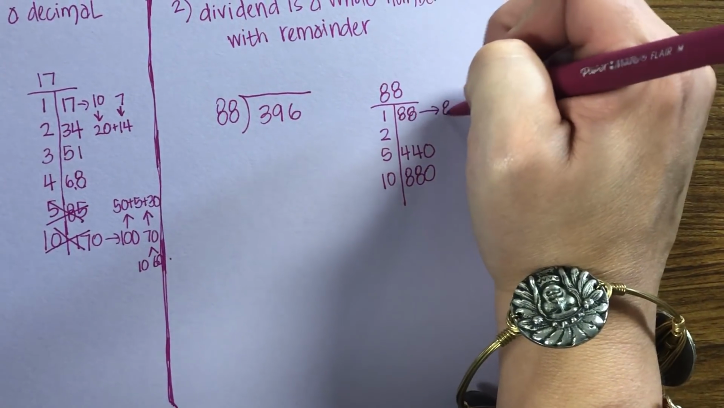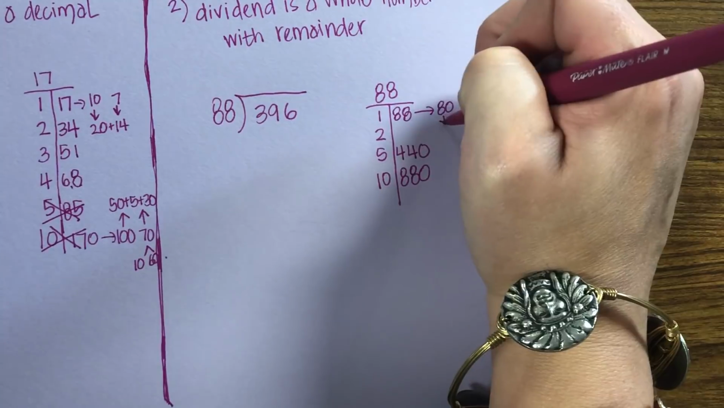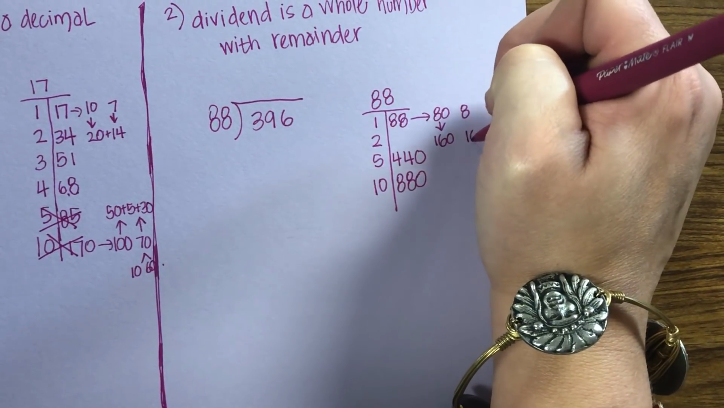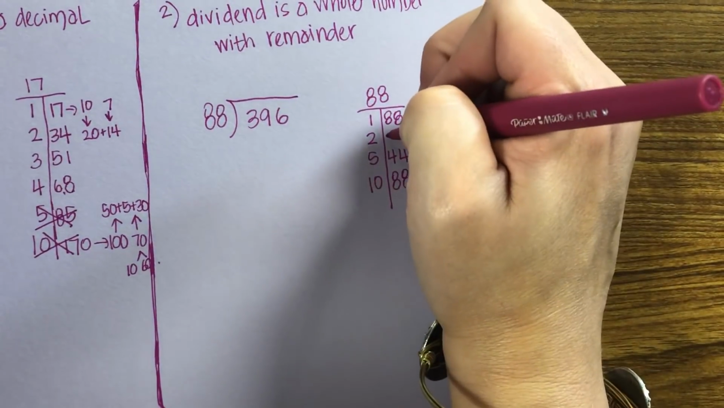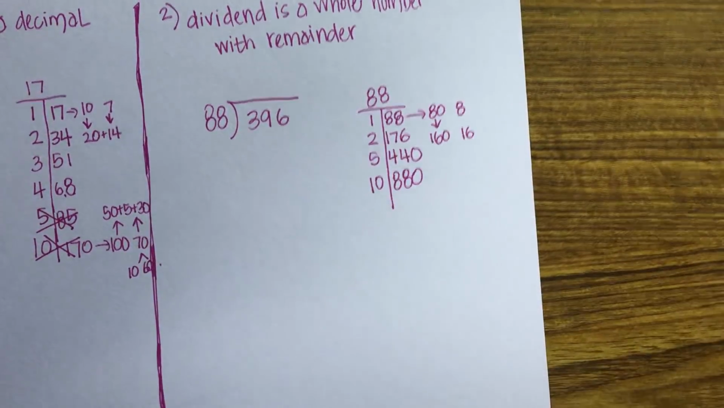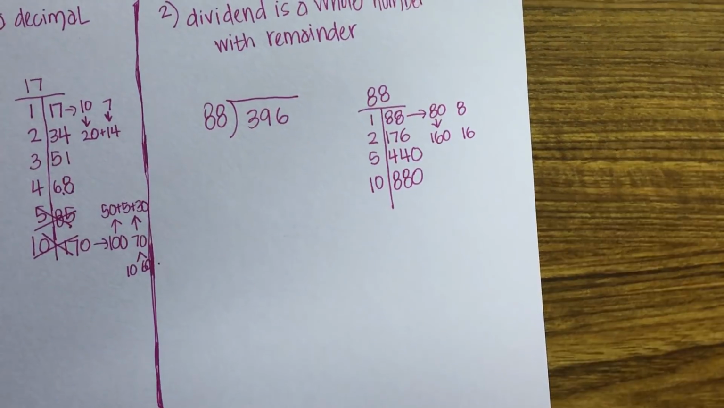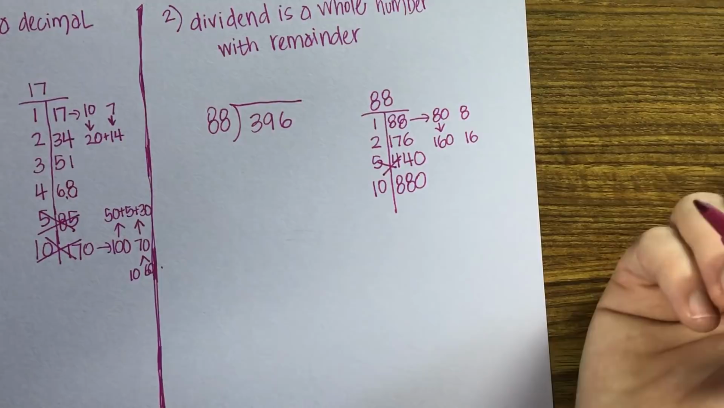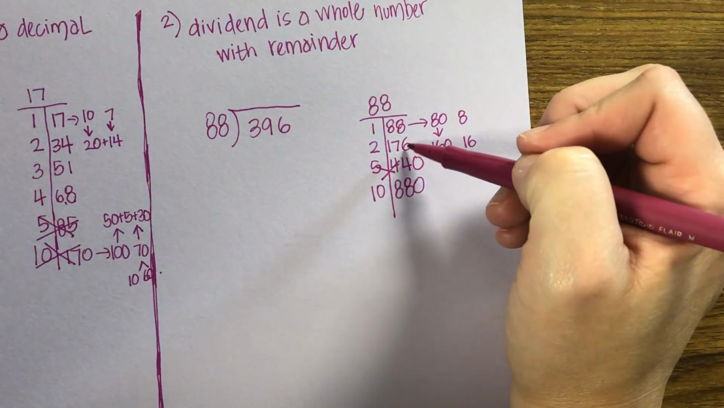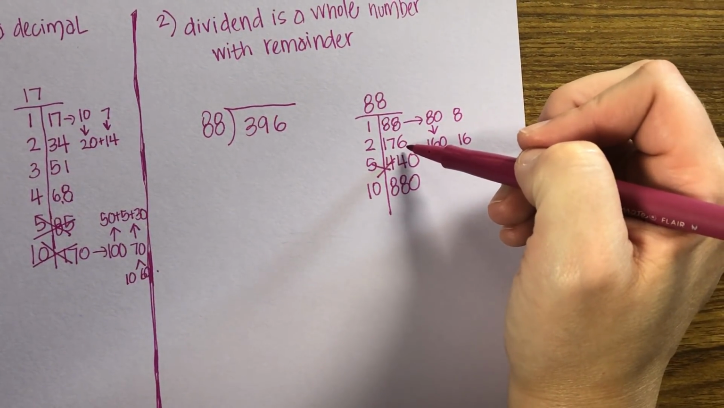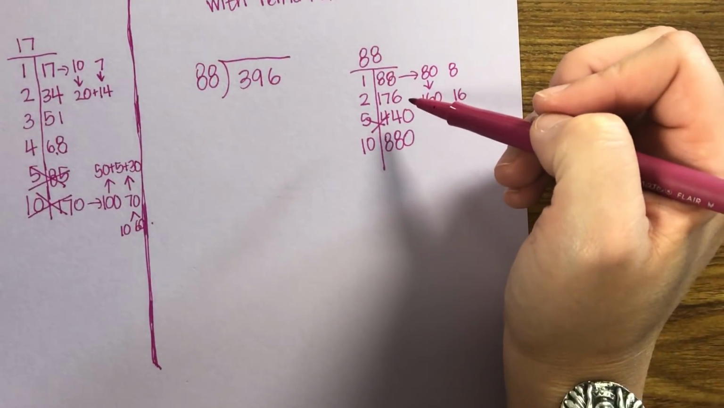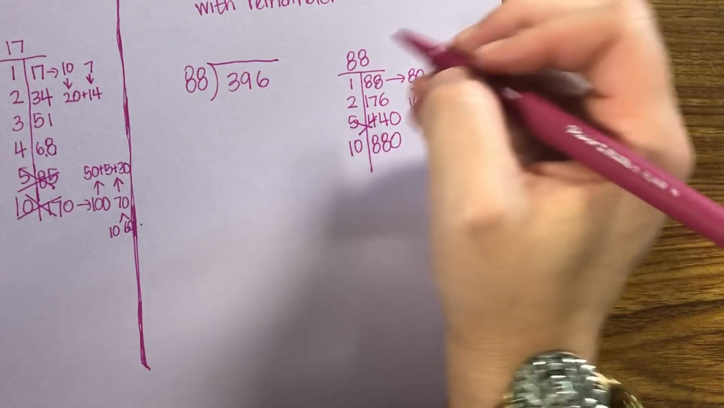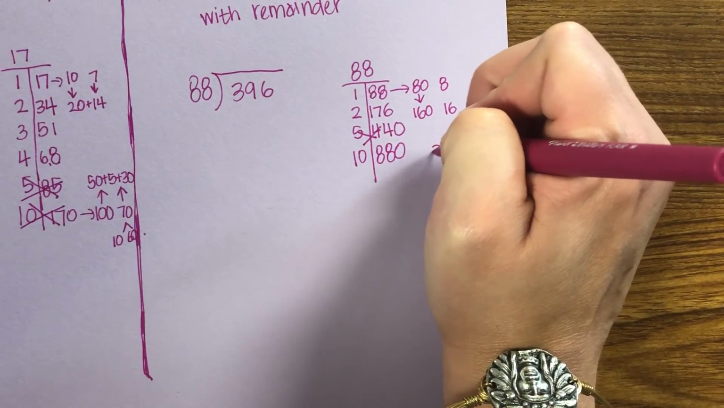If I want to break it apart, double would be 160. Plus another 16 makes 176. Okay, so I can see that right now 5 is going to be too much for this part. So 2 is not quite enough. So let's look at what happens if I put in 3.